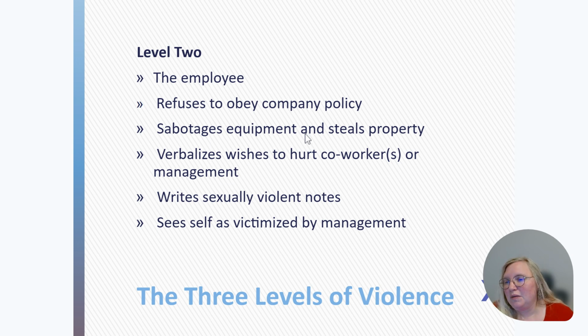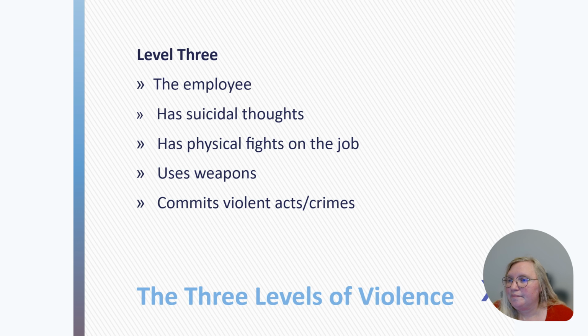They might be sabotaging equipment or stealing property, verbalizing wishes to hurt coworkers or management, writing sexually violent notes, and they might see themselves as victimized by management. And then the third level is the employee has suicidal thoughts, gets into physical fights on the job, uses weapons, commits acts of violence and crime. So we want to stop things back at level 1, not before they get to level 3.